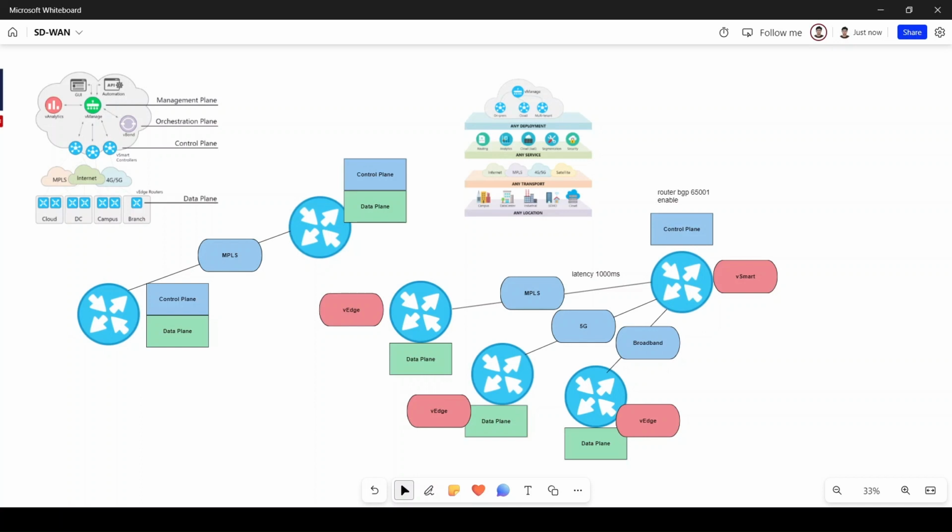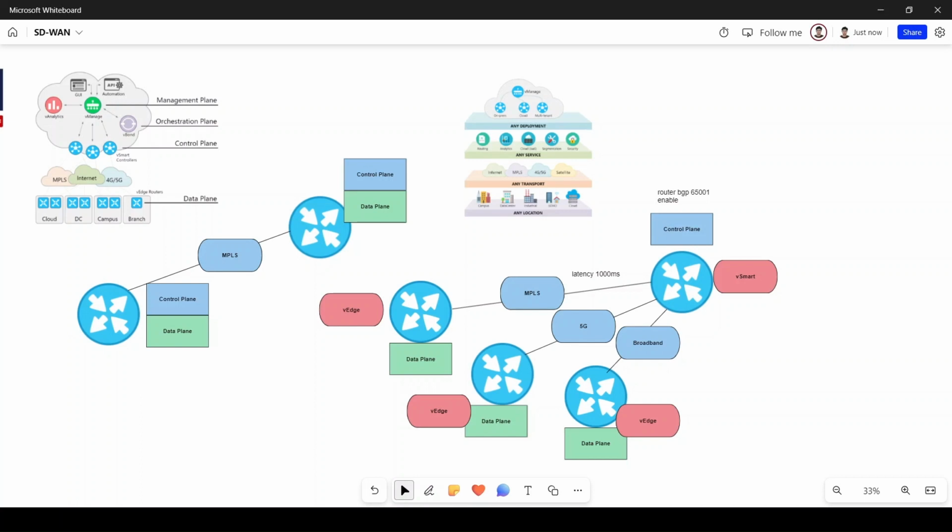Basically, vEdge routers are a key component of the SD-WAN solution. They are software-based routers that provide connectivity and intelligence at branch offices or remote locations. Unlike traditional routers, vEdge routers are designed specifically for SD-WAN deployments and offer several unique features and capabilities. So, for example, the fact that they're software-based, that they run on the x86 hardware or virtual machine platform, is very efficient, as we already discussed.